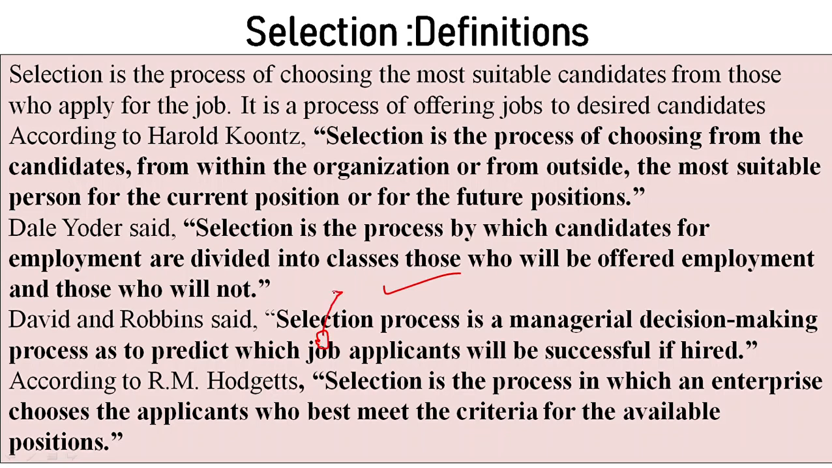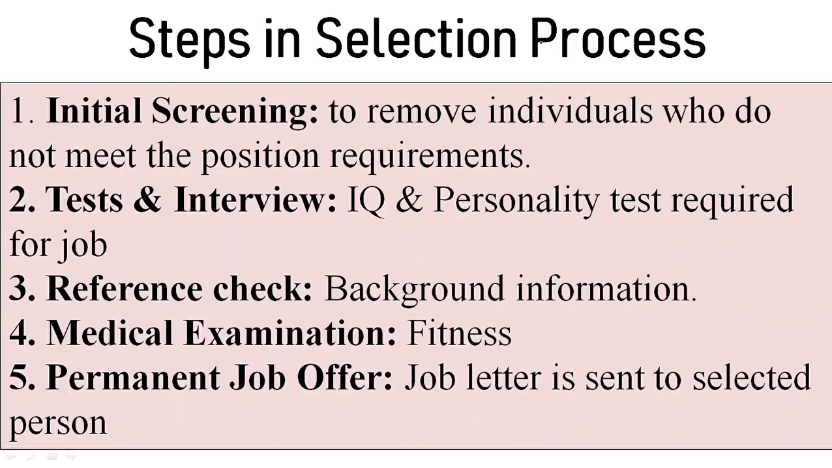So you hire the best, the right person. It is the process in which an enterprise chooses the applicant who best meets the criteria for the available position. So you find out the best among all the applicants. That is what selection is all about. It can have an initial screening, so you can remove individuals who do not meet the position requirements, such as if you need an experience of 5 years, those who do not have 5 years of experience, you can directly dump those applications, right?